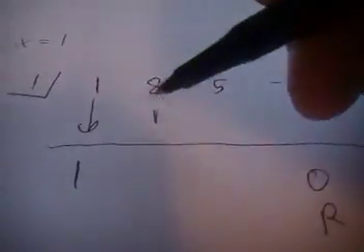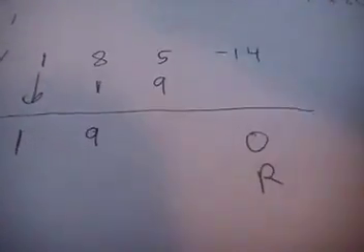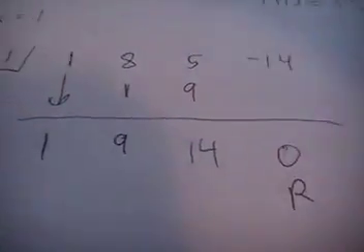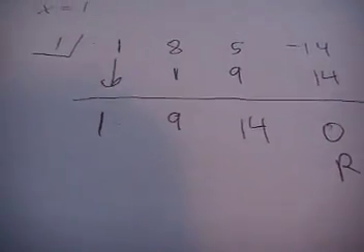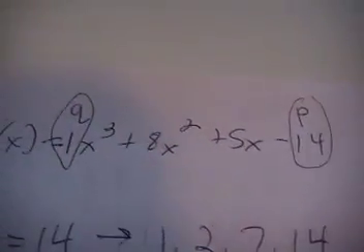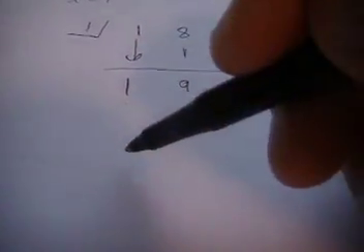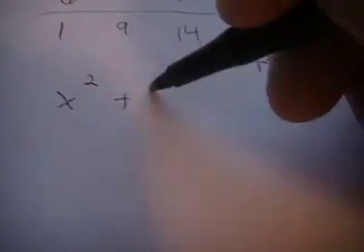So bring down the 1. 1 times 1 is 1. 8 plus 1 is 9. 9 times 1 is 9. 9 plus 5 is 14, and yes, 14 times 1 is 14, so that way we get no remainder. We have to get no remainder here. The original problem was x to the 3rd, so that means we're down to x to the 2nd. And with a 1, that makes it nice too. 1x to the 2nd plus 9x plus 14.